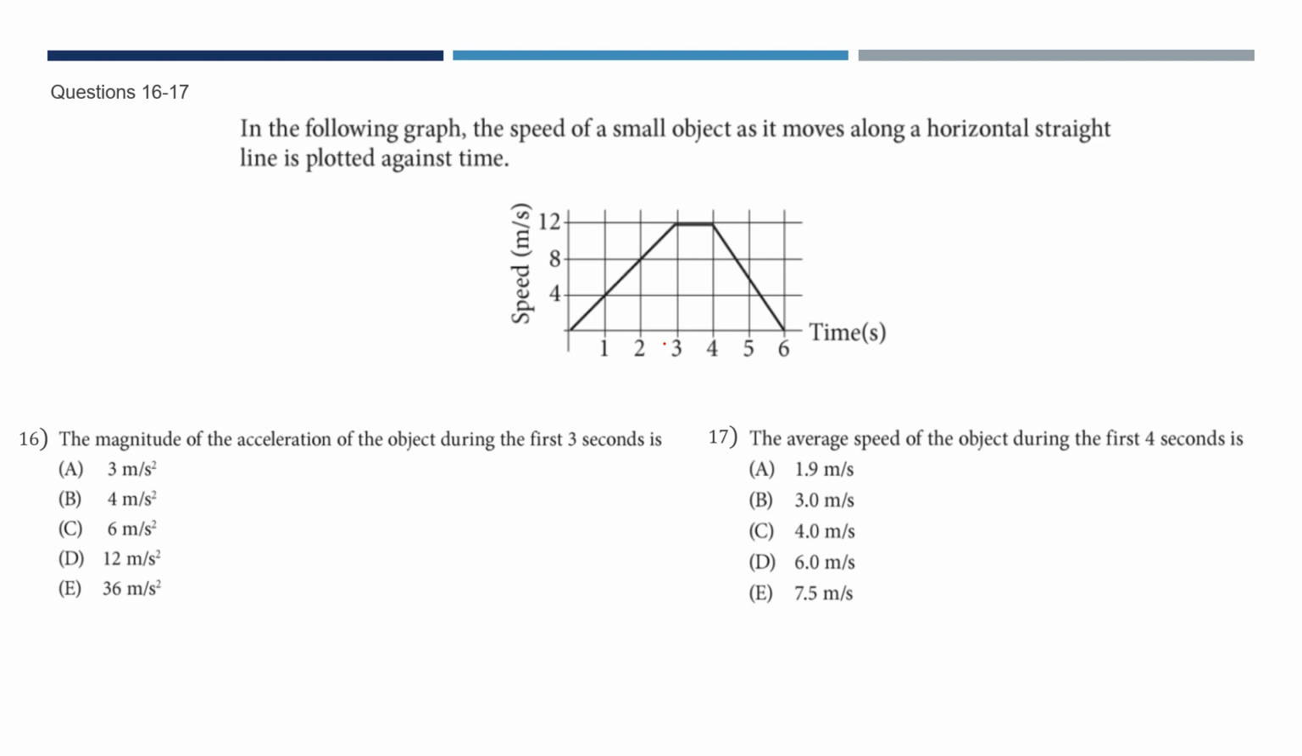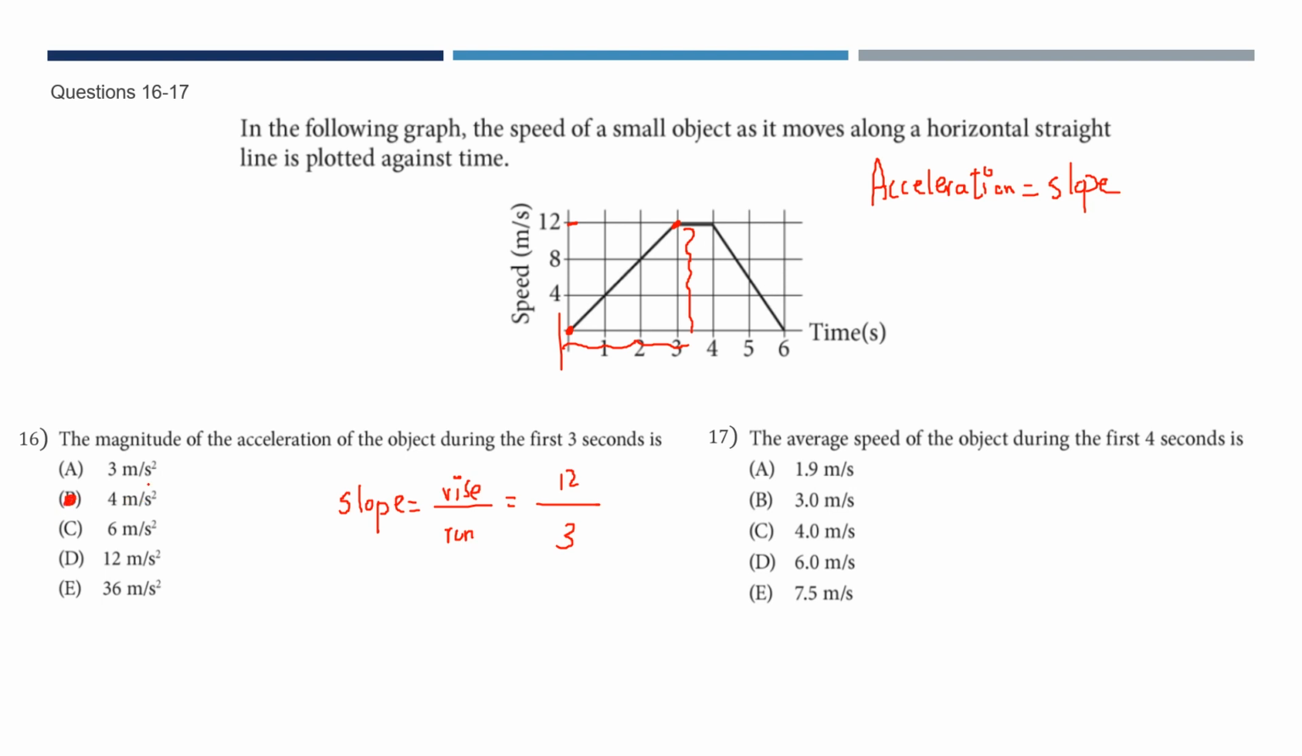How can we get the acceleration from a speed time graph? Acceleration from the speed time graph is definitely the slope. So to get the acceleration during the first 3 seconds, get the slope of this line. Slope is rise over run. We have a rise, which is 12, and we have a run, which is 3. So the acceleration is 4 meters per second squared.